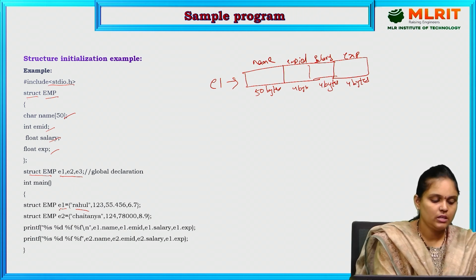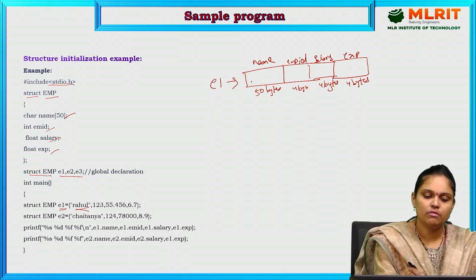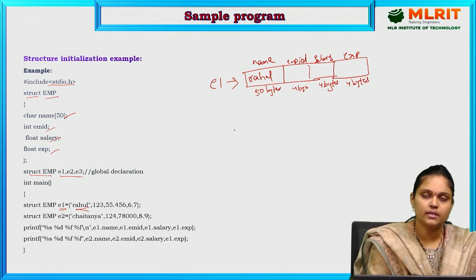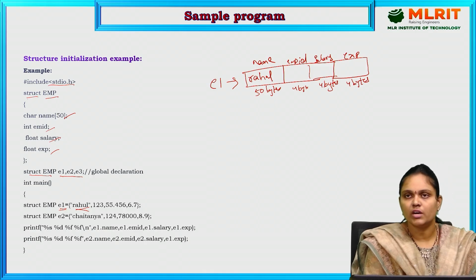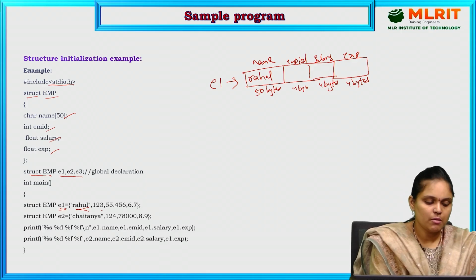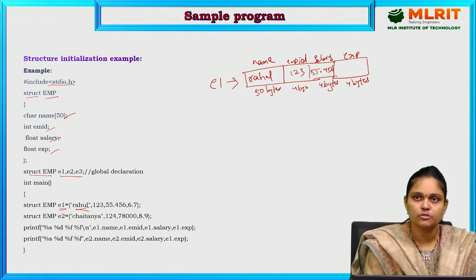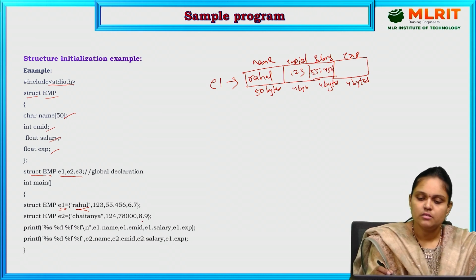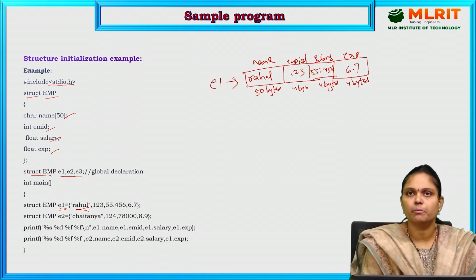Here we are taking E1 equals Rahul, so Rahul will be stored in this allocated memory. It takes 1, 2, 3, 4, 5, 6 bytes. 5 is the number of characters, and for a string we use the null character as the end of the string, so in total 6 bytes are used to store that name. Next the employee ID is stored in its allocated memory, and the salary 55.456 is stored in its allocated memory, and 6.7 is the experience that particular employee has.